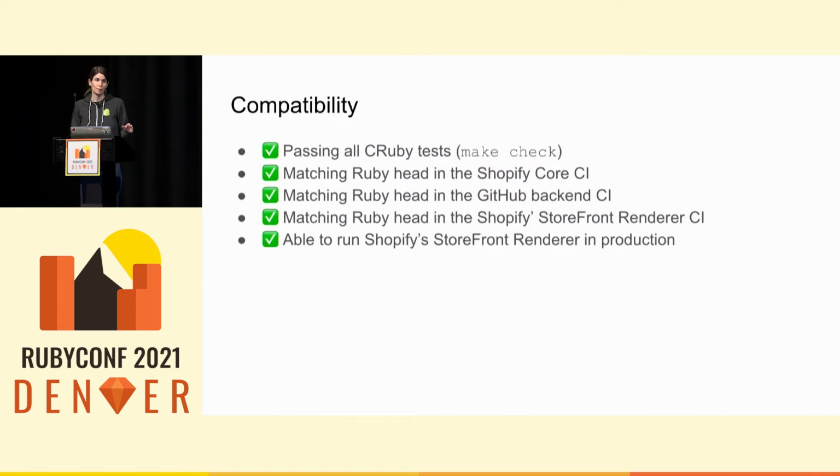But I think even more important than performance, our biggest achievement is compatibility. So we're passing all of the CRuby tests. We're also able to match Ruby head in the Shopify core CI. We're matching Ruby head in the GitHub backend CI. And we're also matching Ruby head in the Shopify storefront runner CI. Like I said, we also have a small deployment in production that's been pretty seamless so far.